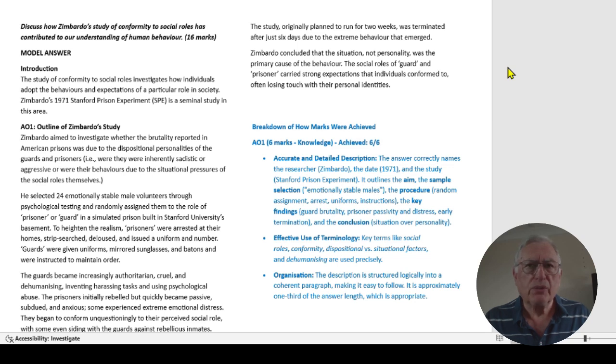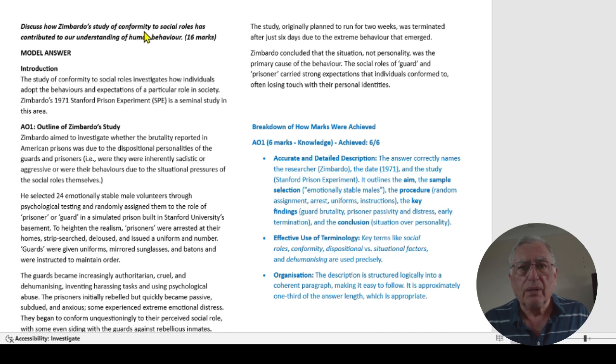This is a short explanation about how to answer a 16 marker, and I'm using one from Zimbardo's study of conformity to social roles, that is the Stanford Prison Experiment. The question is, discuss how Zimbardo's study of conformity to social roles has contributed to our understanding of human behavior.